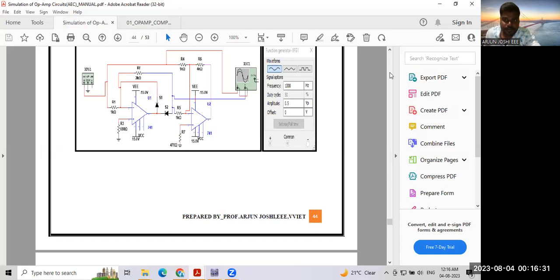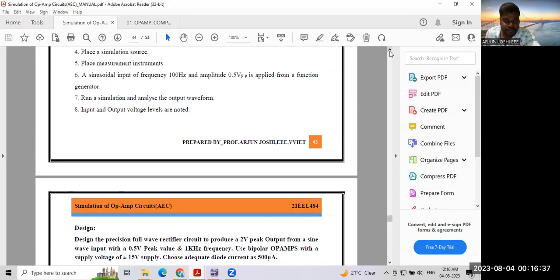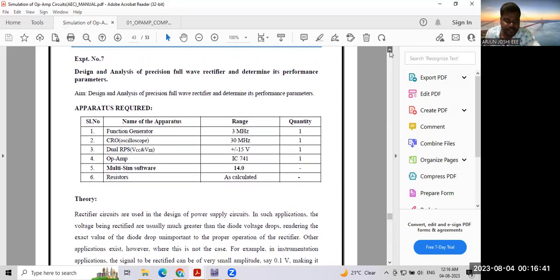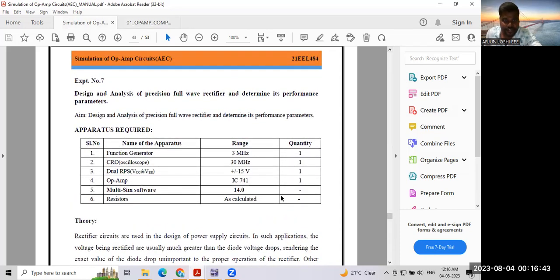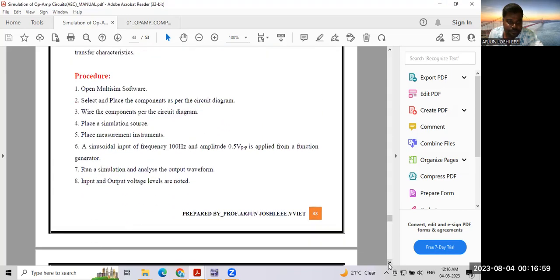Namaste one and all. In this session, let's understand about the precision full wave rectifier. The next experiment title is precision full wave rectifier: design and analysis of precision full wave rectifier, and determine its performance parameters. Okay, that is the next experiment. And this is the aim, and then the apparatus required, theory concept, and then procedure.